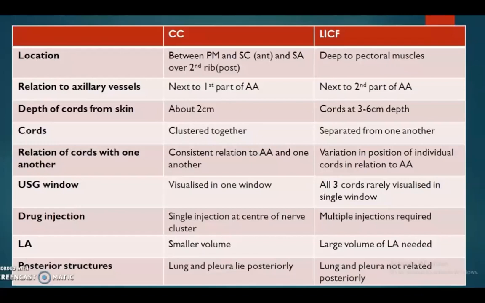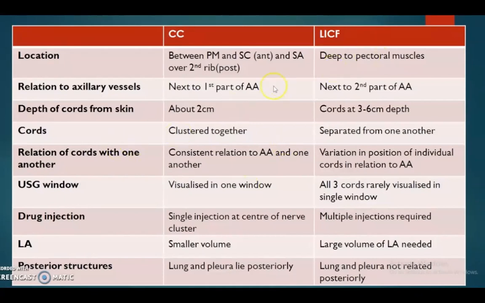So to sum up, I'd like to just sort out the differences between the costoclavicular and the lateral infraclavicular approaches to the infraclavicular brachial plexus. The costoclavicular space is located between the pectoralis major and the subclavius muscle anteriorly and the serratus anterior over the second rib posteriorly, whereas the lateral infraclavicular space is located deep to the pectoral muscles.